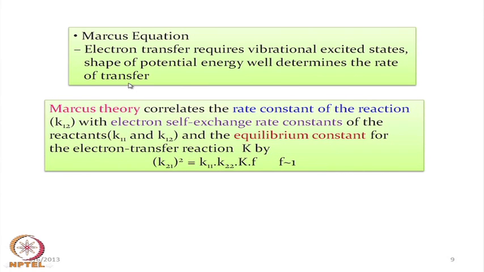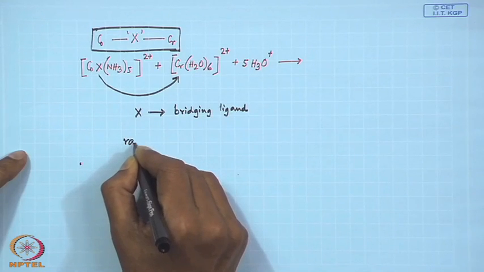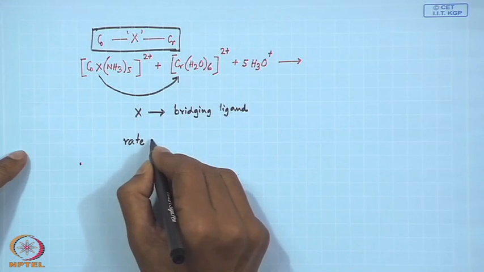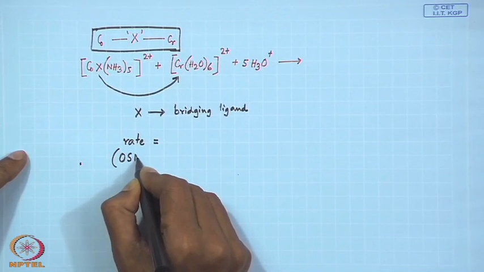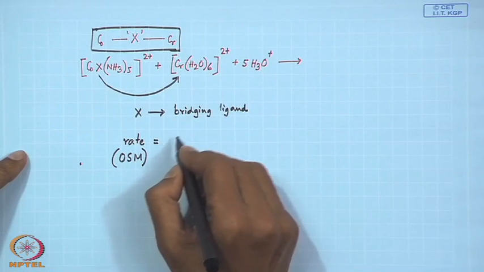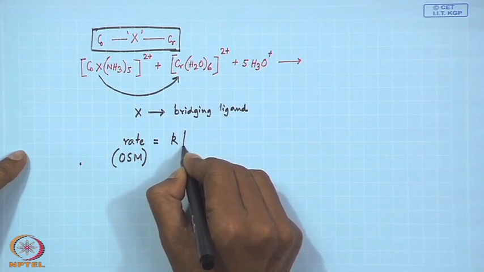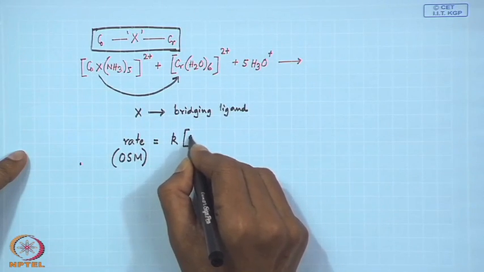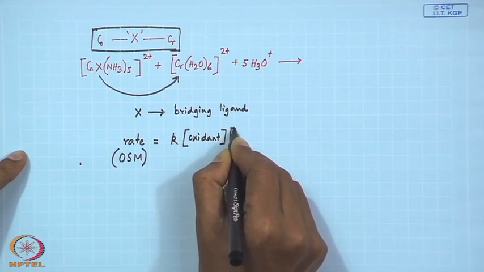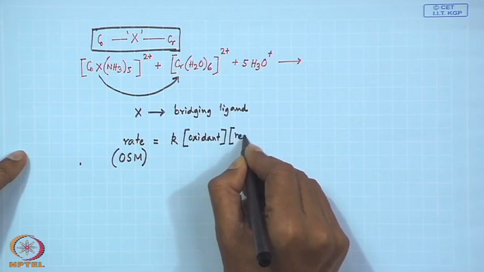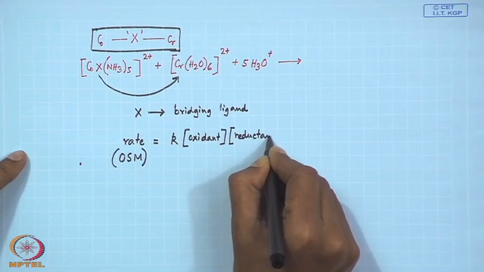It is the theory which predicts and correlates the rate constant of the reaction. So, whenever we have a rate, we find that the rate for the outer sphere mechanism, which can be considered as OSM, is dependent on the concentration of the oxidant times the concentration of the reductant.